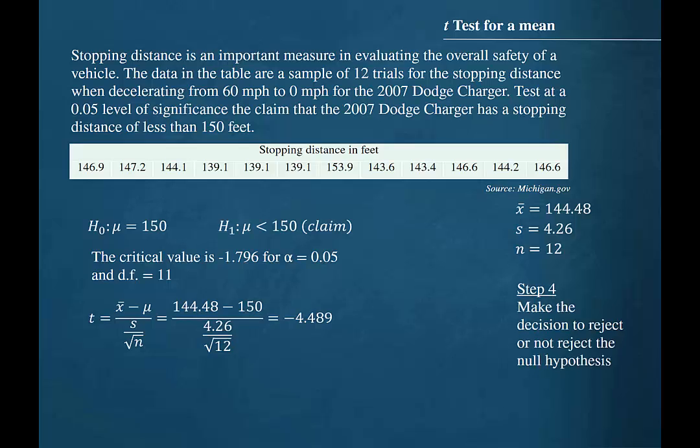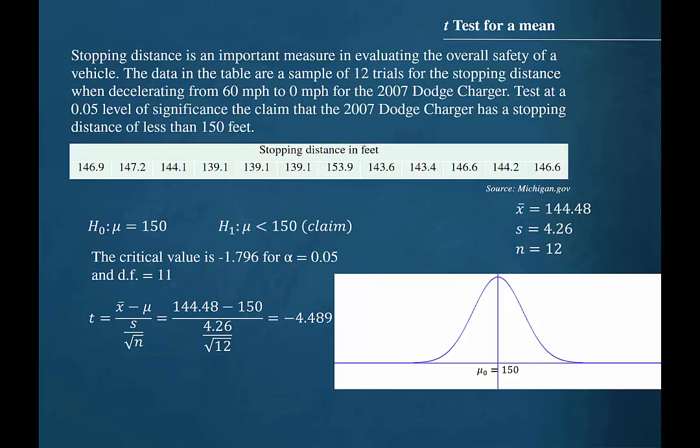Step 4 is to make the decision to reject or not reject the null hypothesis. It is always a good idea to visualize the orientation of the critical value and the test value by placing them on a graph of the hypothesized distribution. We have a normally shaped sampling distribution with a hypothesized population mean of 150. If the test value lands to the right of the critical value in a left-tailed test, we do not reject the null hypothesis.